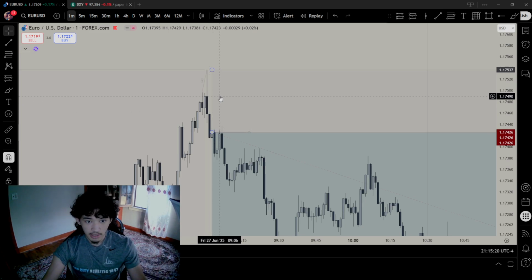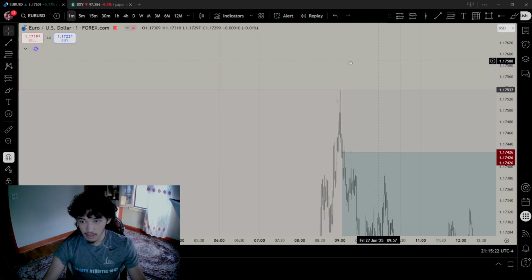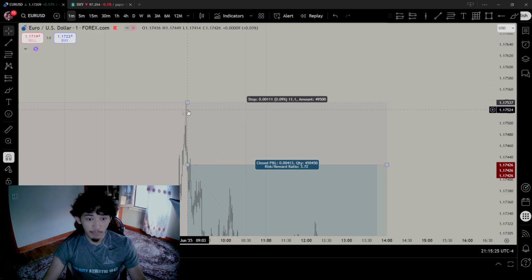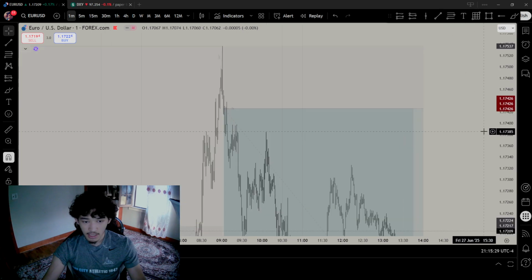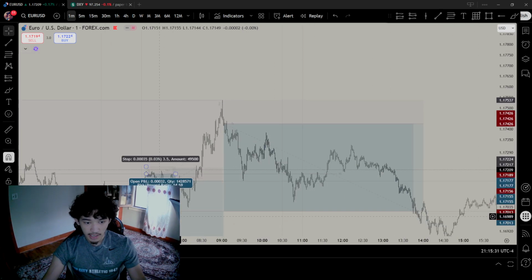Eventually, we're going to enter here, with a stop loss in this case of 11.1 pips. We don't have to increase our stop loss because that's one stop loss. Eventually, we just enter short and go down for this 4-hour CRT low.